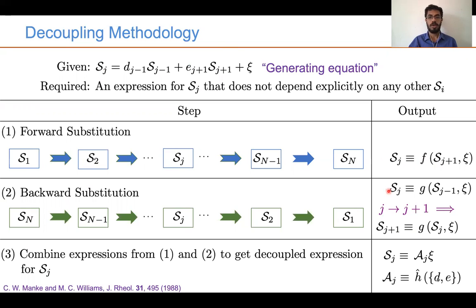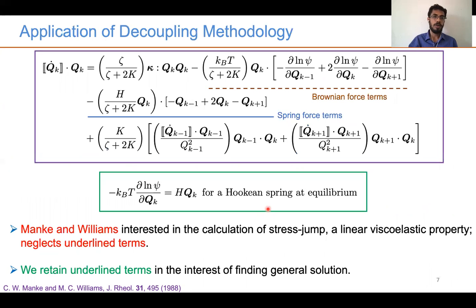This results in the removal of all forward coupling and gives an expression for Sj that depends only on Sj minus 1. After a simple change of variable as indicated here, the expressions from steps 1 and 2 are combined together to get a decoupled expression for Sj. Let us now take a look at what the generating equation for our case looks like.